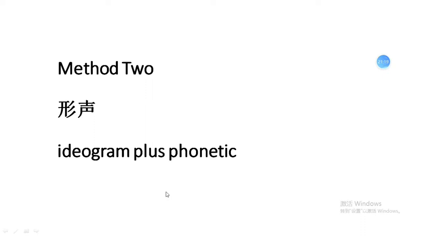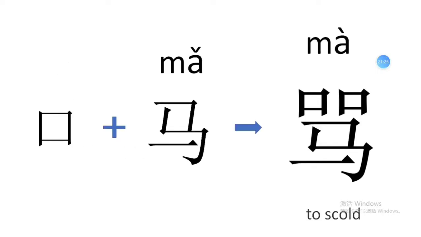Okay, now let's go to method 2. Is ideogram plus phonetic. Okay, and this method is a little bit difficult for you to understand. If you cannot understand, that's okay. Okay, so here, 口, we just talked about it. 口 means what? Means mouth, right?